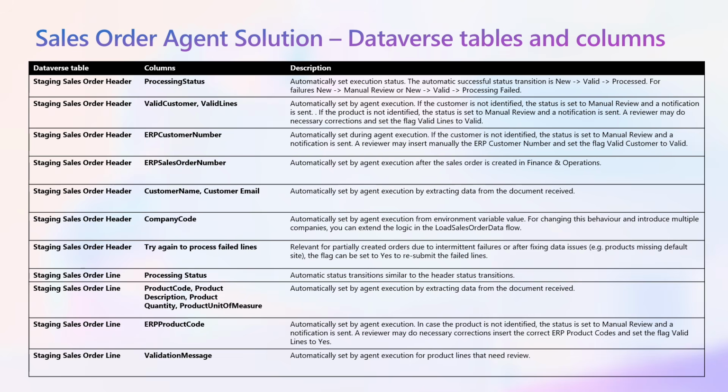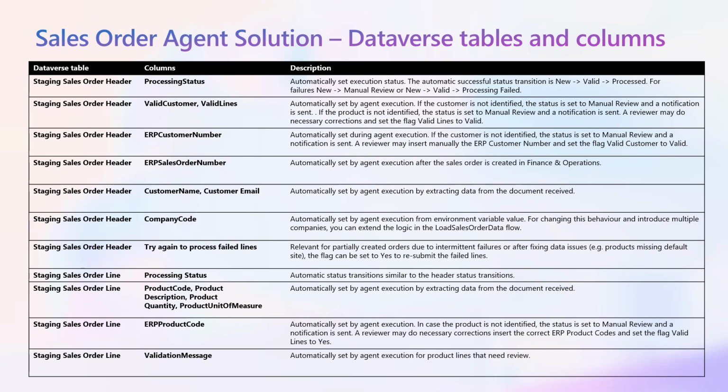A reviewer may do the necessary corrections and reset the flag valid lines as well as valid customer back to yes. ERP customer number is automatically set by the agent during the validation phase. If the customer is not identified, the processing status is set to manual review. ERP sales order number is again automatically set by the agent after it completes the creation of the order in the ERP system. Customer name and customer email are automatically set by extracting the data from the sales order received as email attachment.